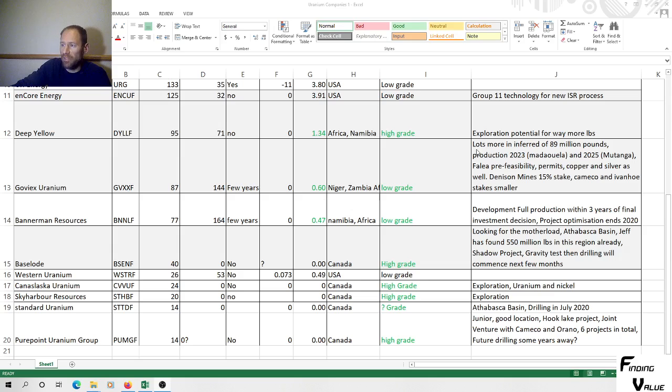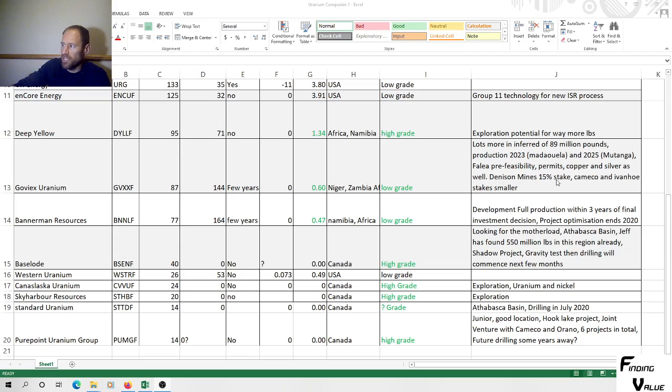But keep in mind that GoviX has lots more inferred. They got 89 million more pounds in the inferred category, so that could go up and increase your valuation. Production in 2023 and 2025 is kind of what they're estimating. They've got pre-feasibility, permits, copper and silver as well.